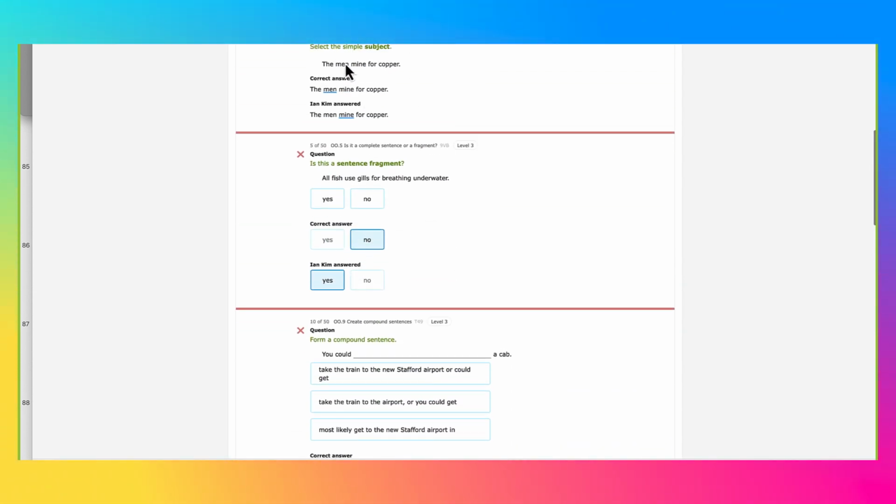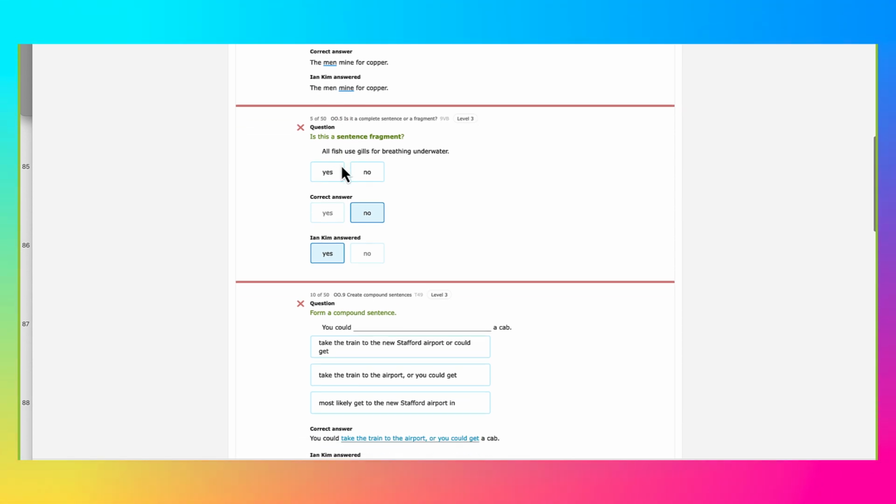Now clearly the next question is asking for the simple subject, the one we just mentioned. This means that you only select the one word. So "the men" or "the man" would be the complete subject. You just single out one word, the focus of the sentence. So "men," plural, by itself would be the simple subject. "Mine" is actually a verb, so that would not be a simple subject. Instead, it would be a simple predicate.